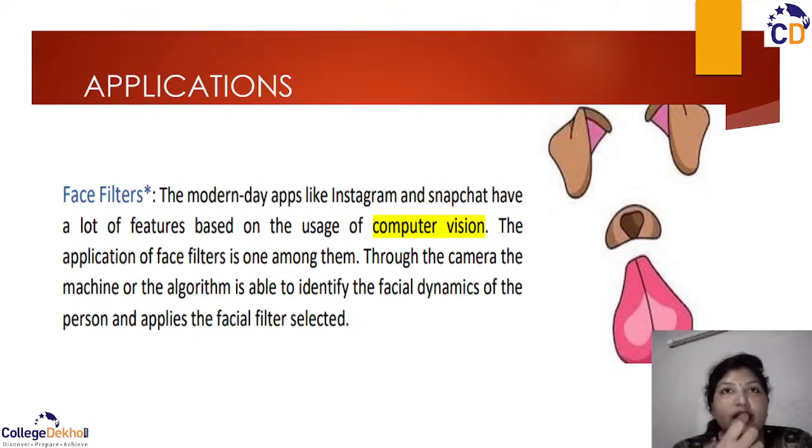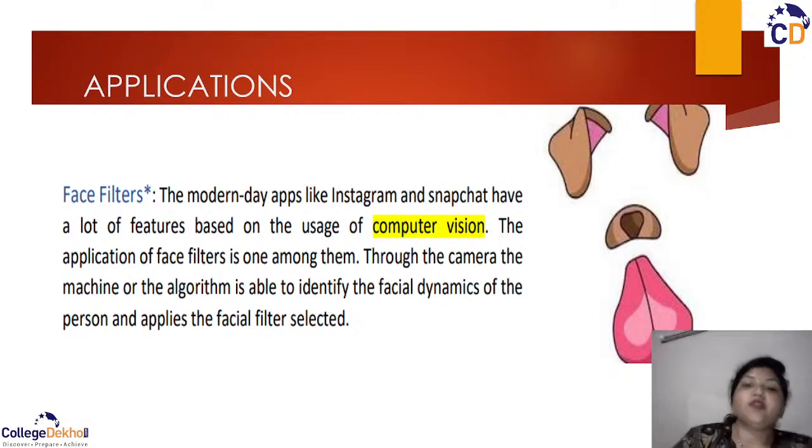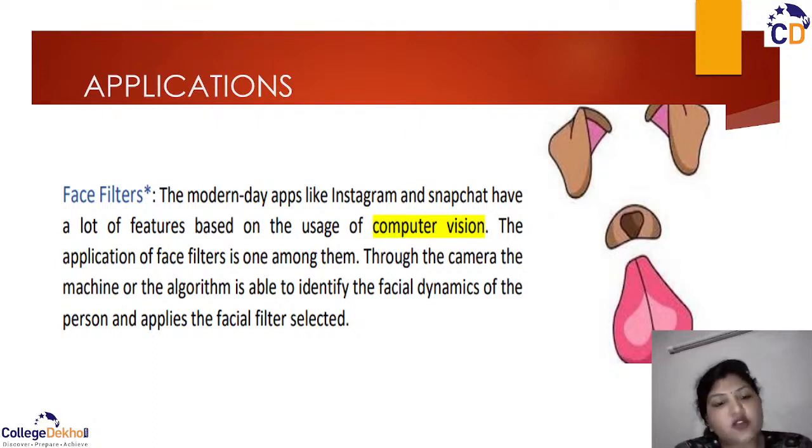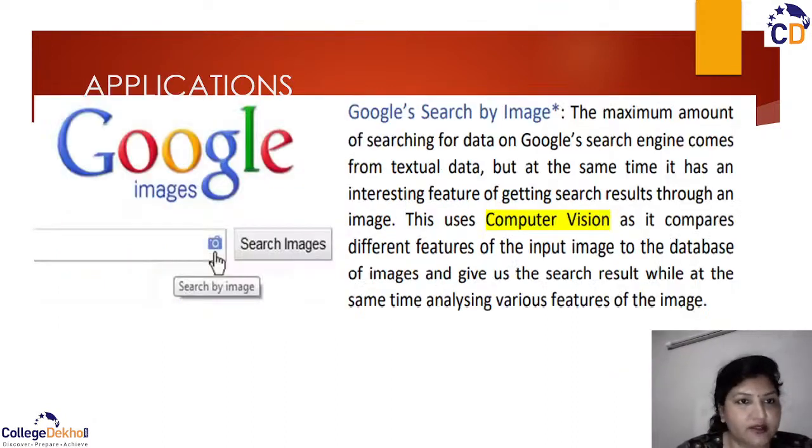It could identify the different features on your face, like this is my nose, so where to put the emojis. It basically segregates the different features on your face, and automatically it puts the different filters on your face. So how is it possible? With the help of the domain of AI that is computer vision.